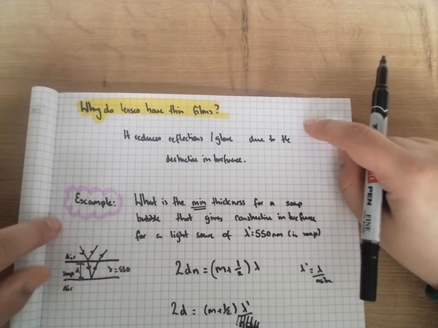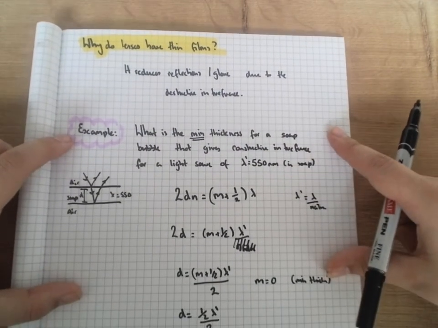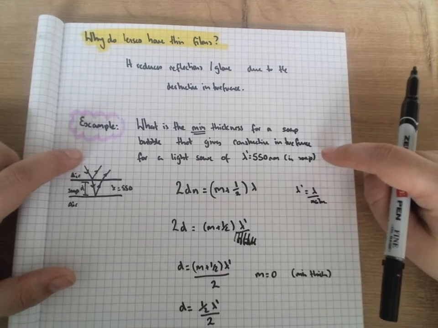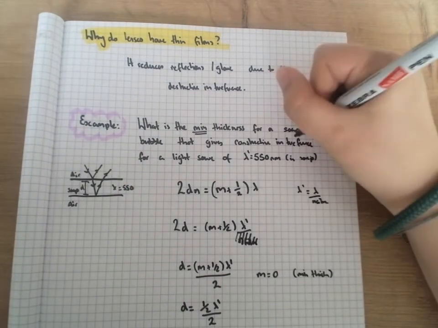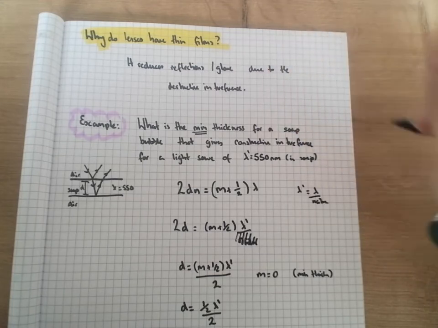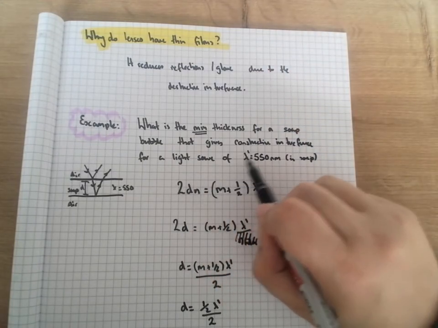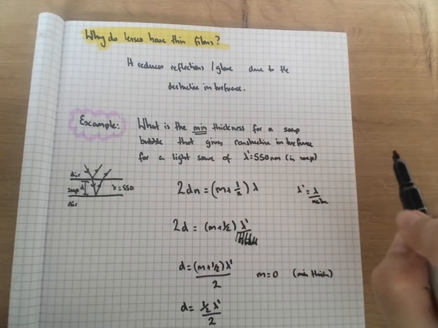So that's just a little one that I've seen pop up in lots of questions. I'm going to do a little example, just so that we've got a little one here. But again, it's not an easy topic. I would suggest practicing practice questions and ask me if you need any help. So the first one says, what is the minimum thickness for a soap bubble that gives constructive interference for a light source of lambda inside of 550 nanometers inside of the soap?